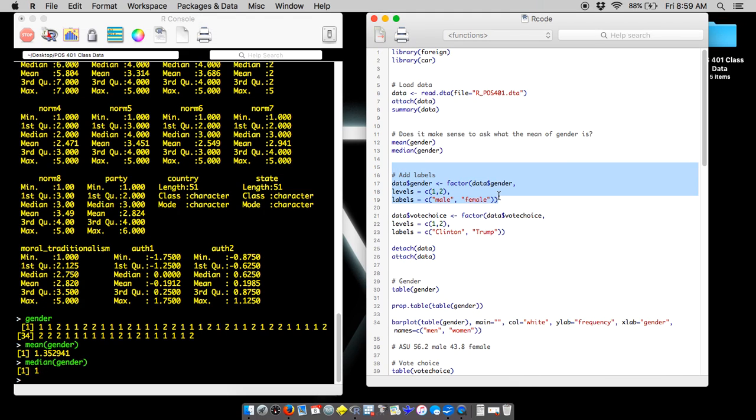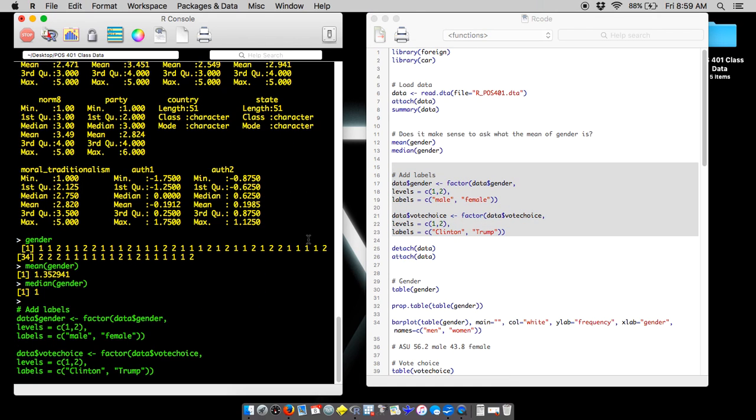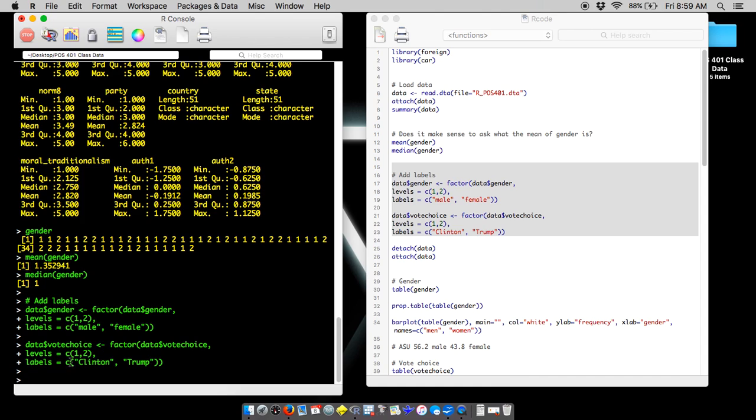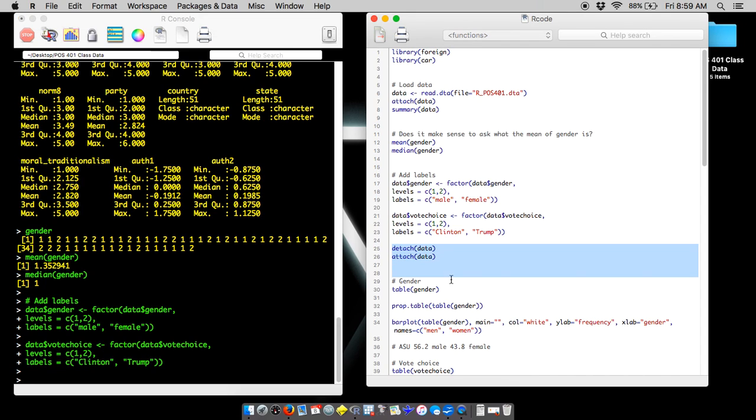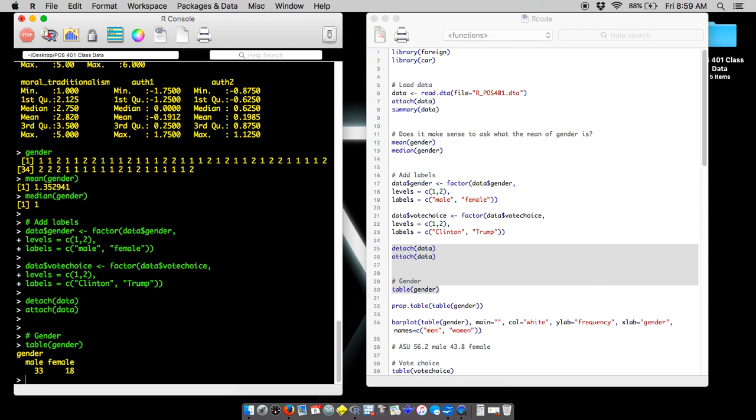Now I don't like the bunch of the ones and the twos, so what I'm going to do here is just add labels to the gender variable, and I'm adding labels to the vote choice variable of are you going to vote for Clinton or Trump. And then we could make a nice table, a frequency table of gender. We can see that there's 33 males in the sample, not the course, I should say, and 18 females in the sample. So that's just our frequency table.